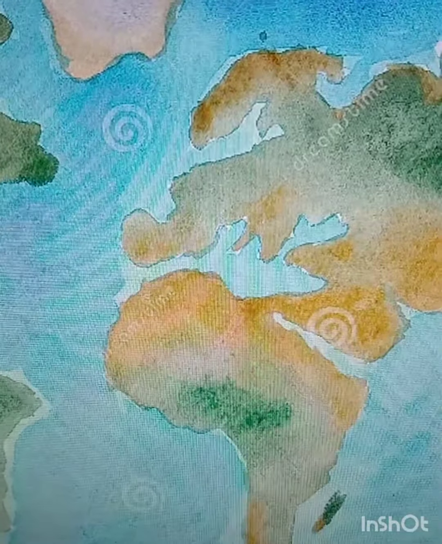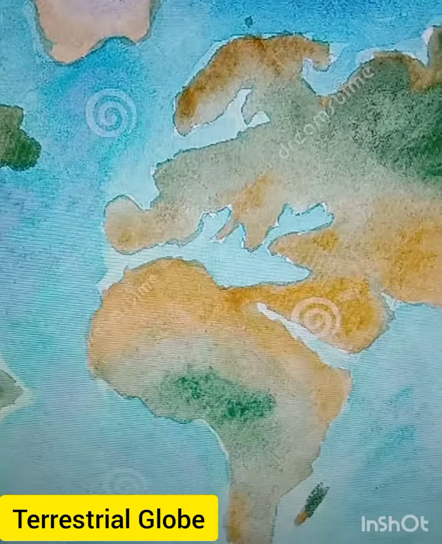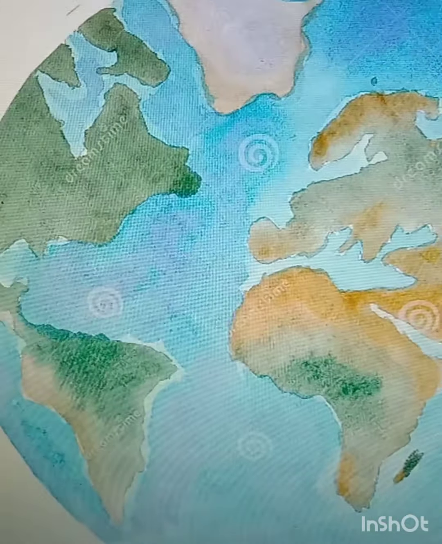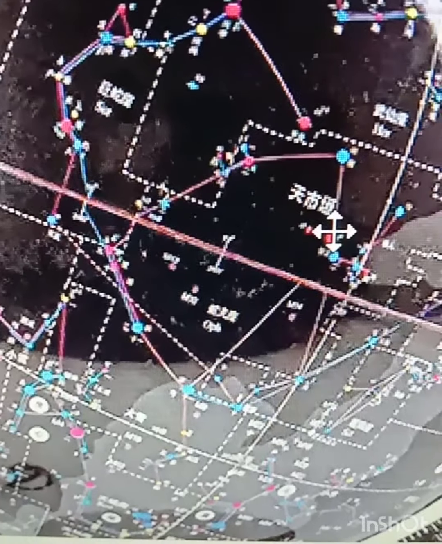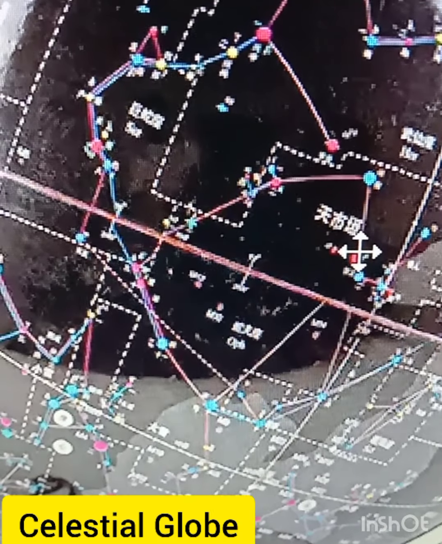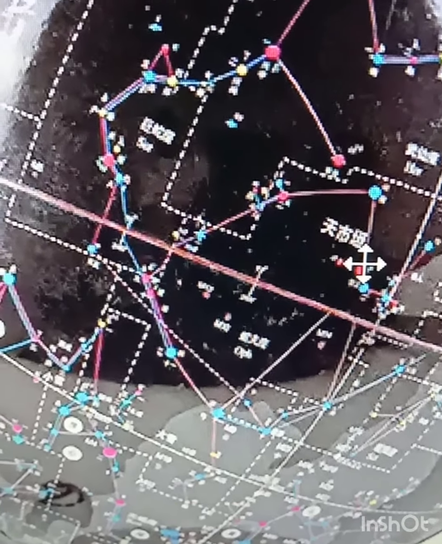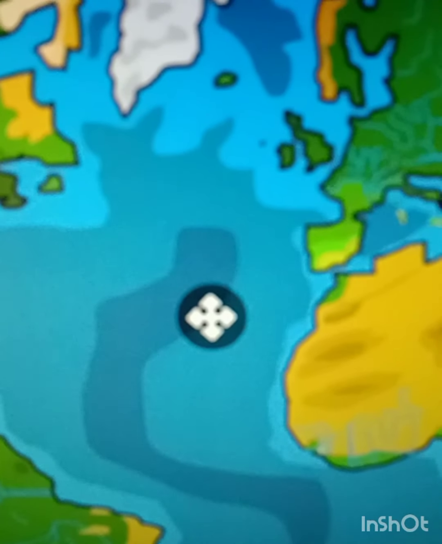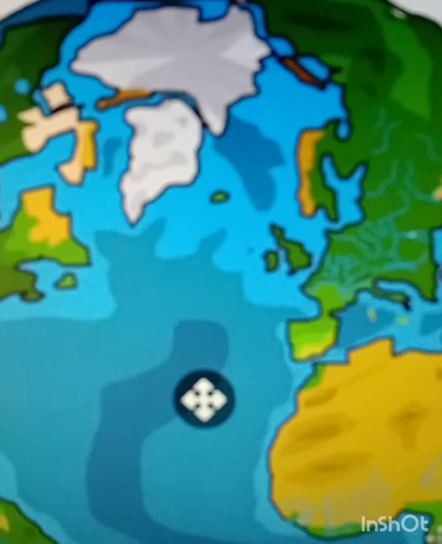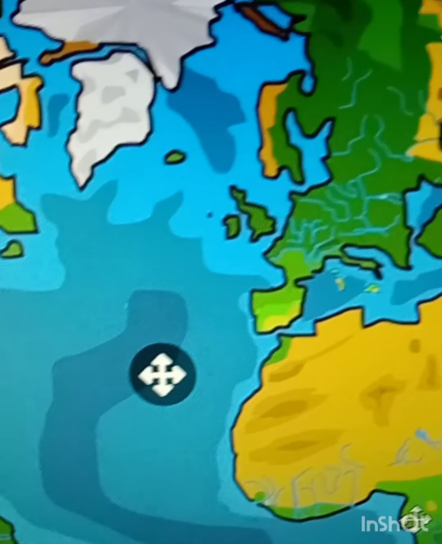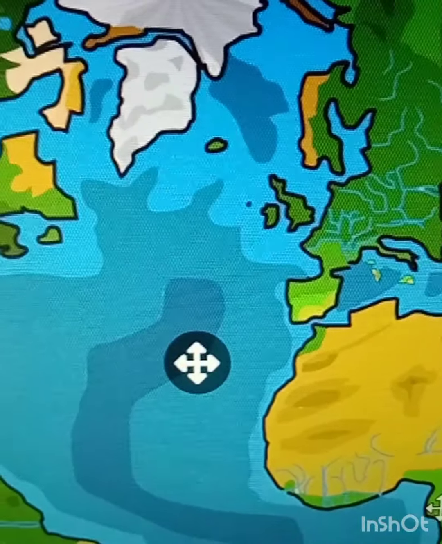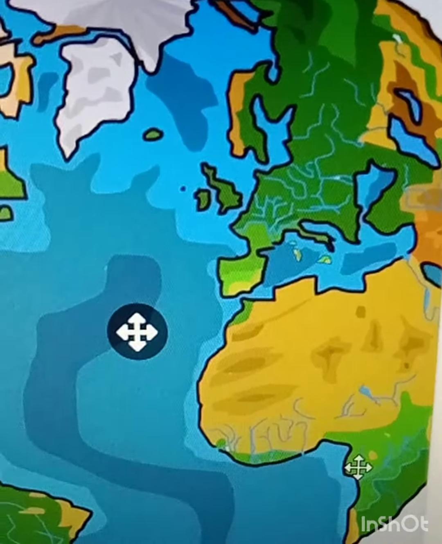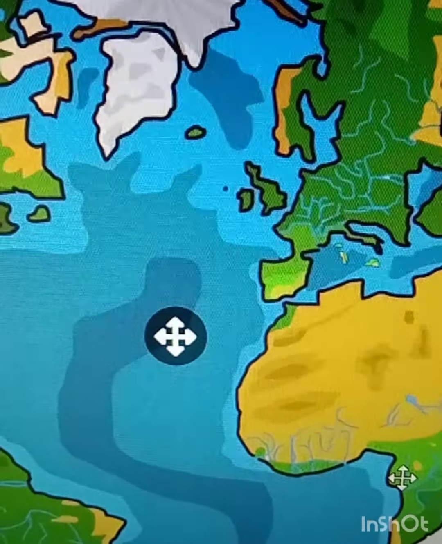A model globe of Earth is called a terrestrial globe. A model globe of the celestial sphere is called a celestial globe. A terrestrial globe shows land masses and water bodies. It shows nations, major cities, and the network of longitude and latitude lines.